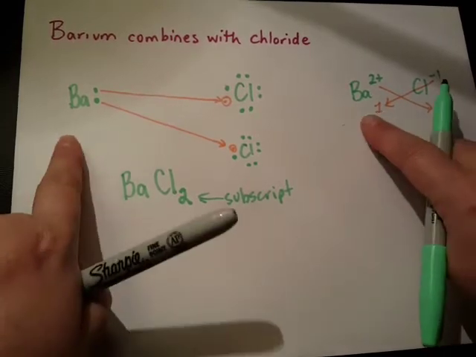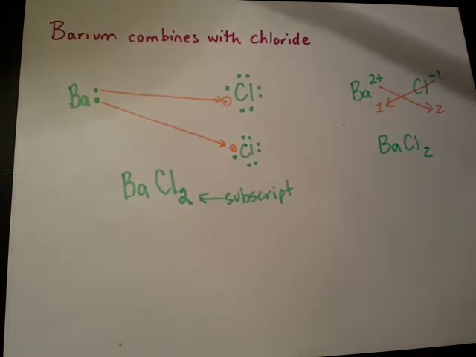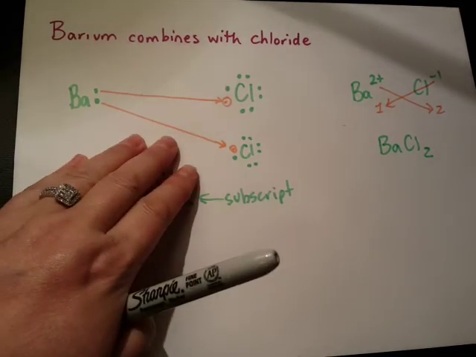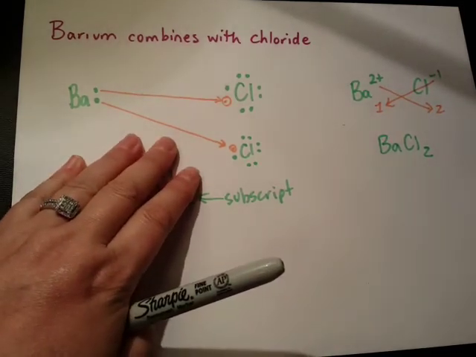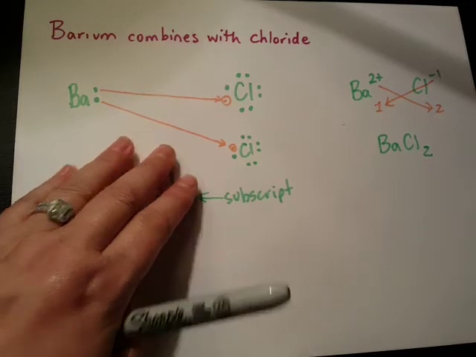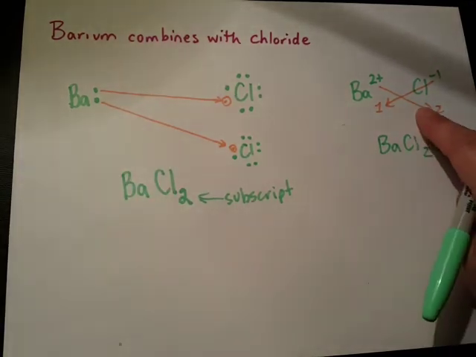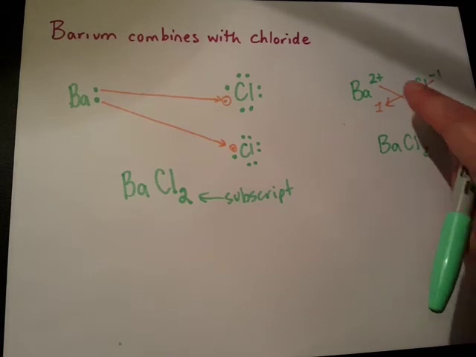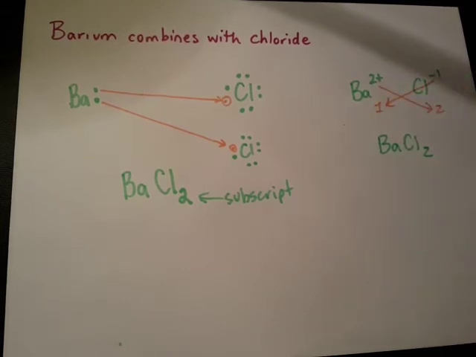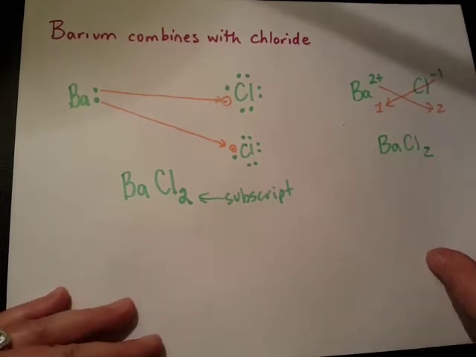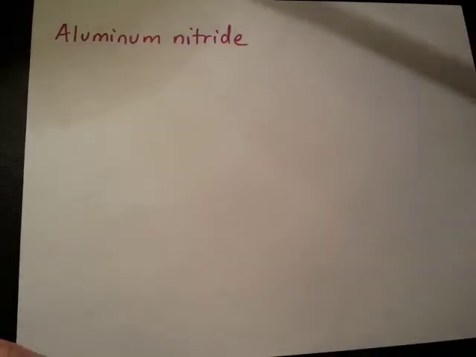So both ways work. It's typical for folks to understand and visualize things in this way, where you're visualizing the transfer of electrons, whereas in practice, maybe we're just grabbing our combining capacities off of our periodic table and using them to crisscross to complete the formula. So I want to show you one sort of exception to that rule. And that's with aluminum nitride.